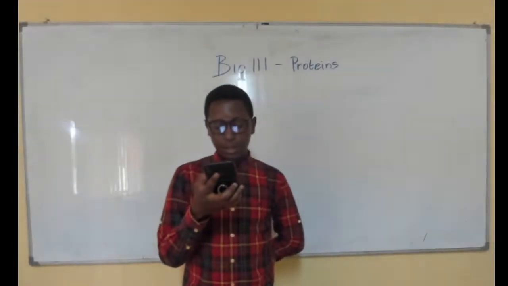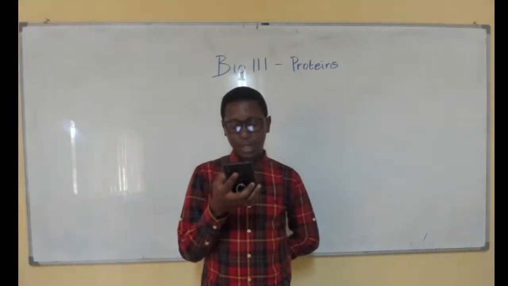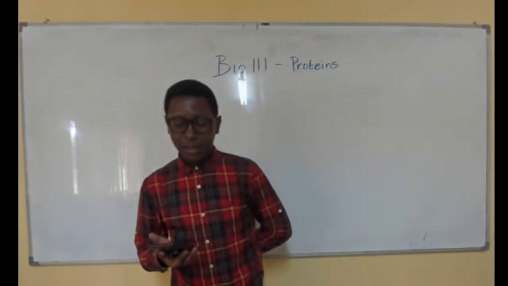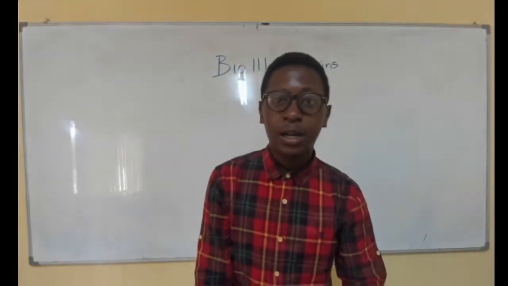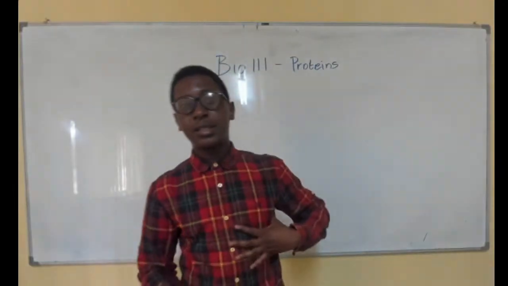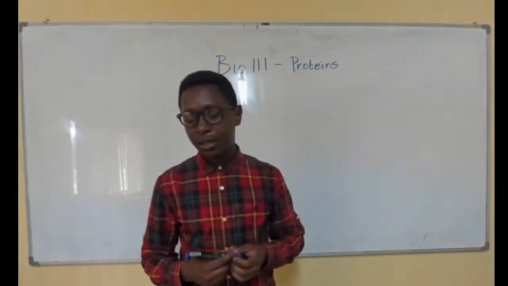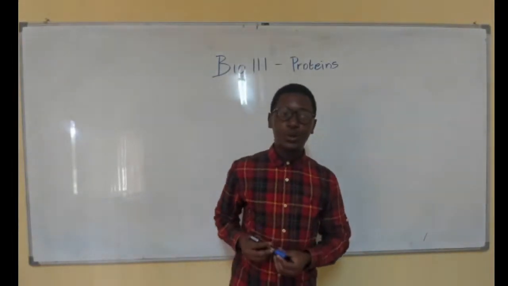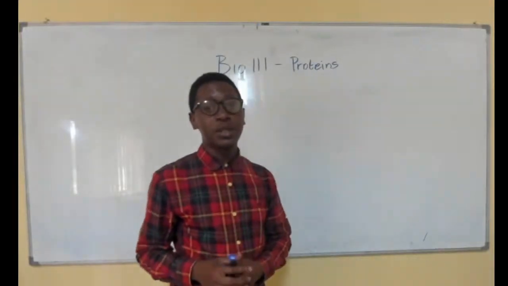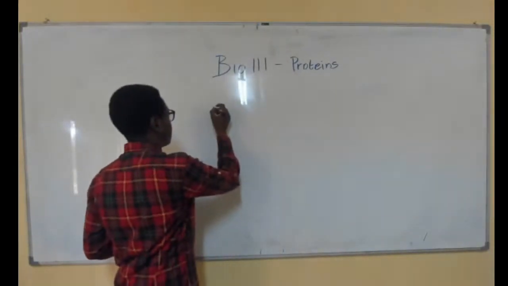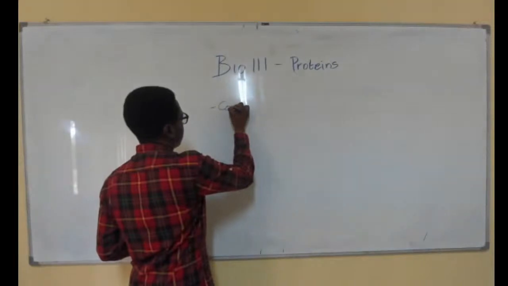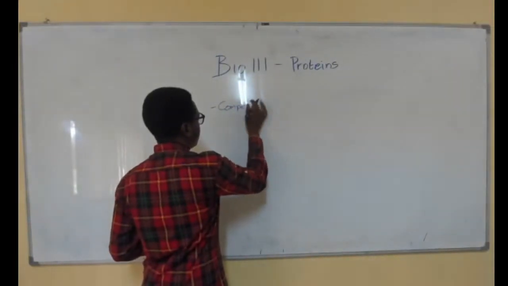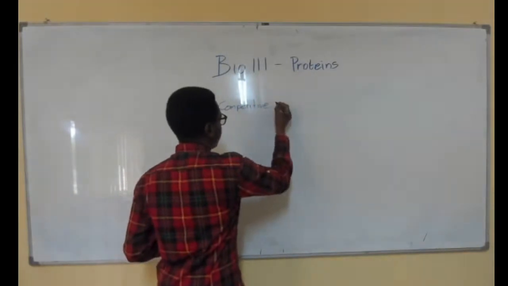Then question 11 is asking us to state the different types of enzyme inhibitors. Okay, so as I said earlier, an enzyme inhibitor is something that stops enzyme activity, in short. So with enzymes, we have two major types of inhibitors. We have competitive inhibitors.